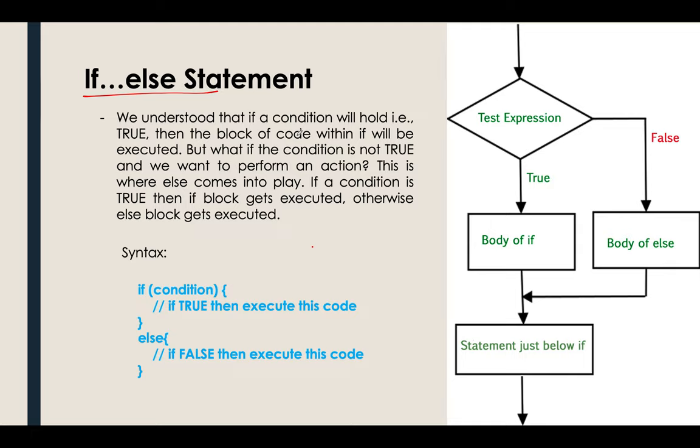So we understood that if a condition holds true, then the block of code within if will be executed. But what if the condition is not true and we want to perform an action? This is where else comes into play. If a condition is true, then the if block gets executed, otherwise the else block gets executed. Basically, just like what I keep on repeating, for the if-else statement you have two possible results, right?